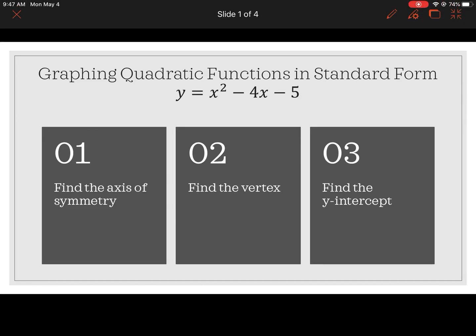Welcome back, everybody. So this is going to be 7.6. I'll get to the title in just a second. But before we get started, what I want you to do is, without graphing this function, find these 3 pieces of information. I want you to find the axis of symmetry, use that to find the vertex, and then tell me what the y-intercept is. I'll give you a minute to do that. So pause this here and find those real quick.